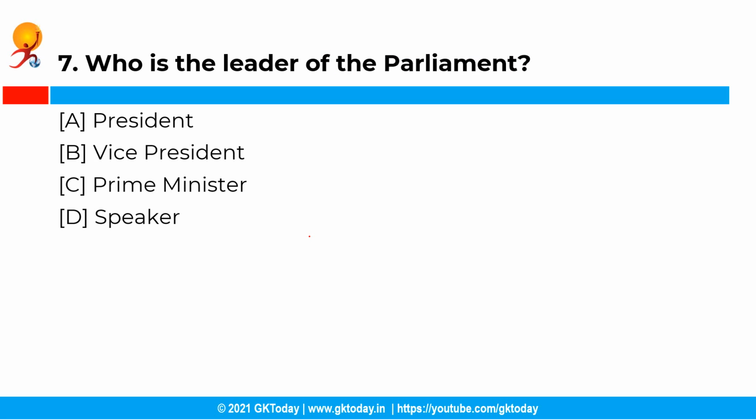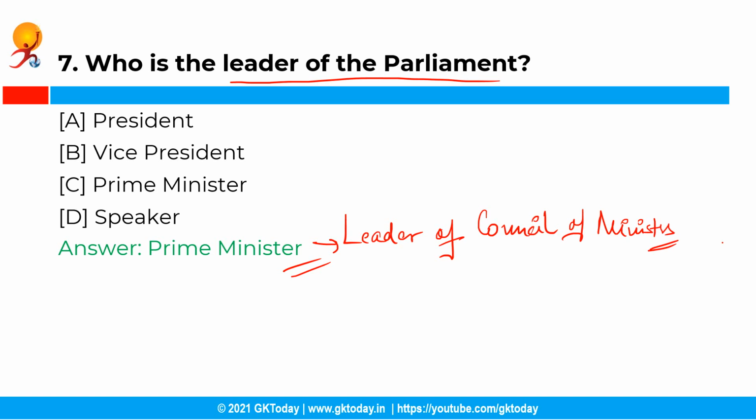The next question is, who is the leader of the Parliament? Now you have the following options and the correct answer is Prime Minister. See, the Prime Minister of India plays the leadership role in the parliamentary system of government and he is the leader of the Council of Ministers, leader of the Parliament and the leader of the party in power.